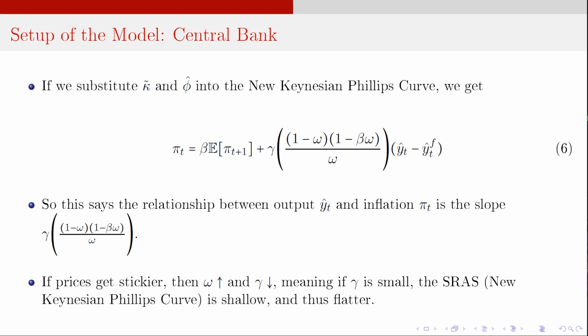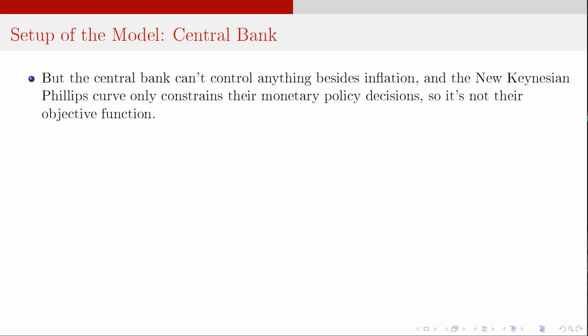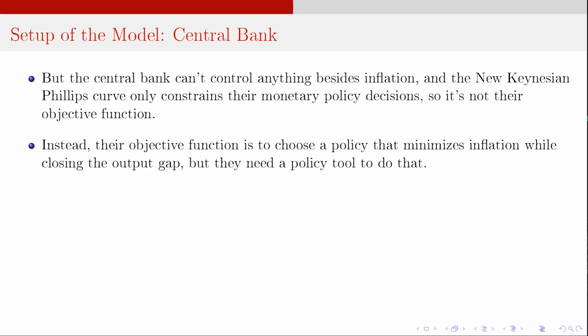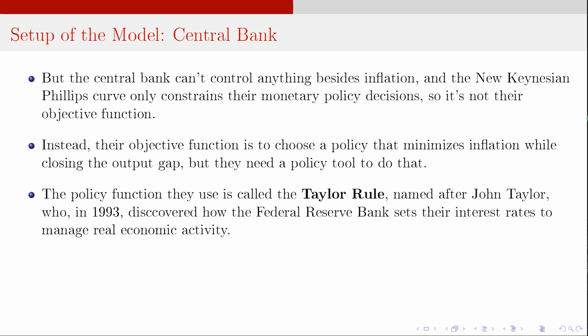Prices get stickier, omega increases, gamma decreases, meaning if gamma is small, the short-run aggregate supply curve is really shallow and thus flatter. But the central bank can't control anything in that part besides inflation. So the New Keynesian Phillips curve only acts as a constraint on monetary policy decision-making, and it's not the central bank's actual objective function. Instead, their objective function is to choose a policy that minimizes inflation while closing the output gap, but they need a policy tool to do that.